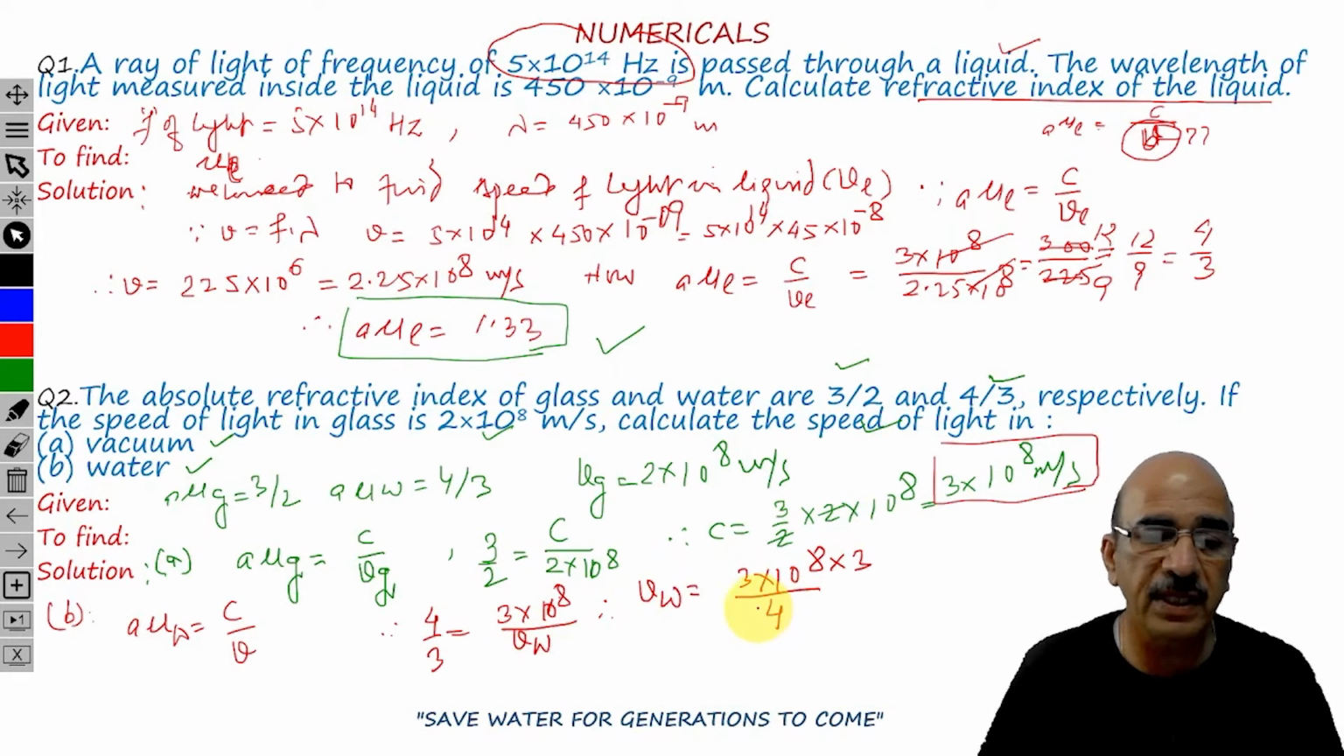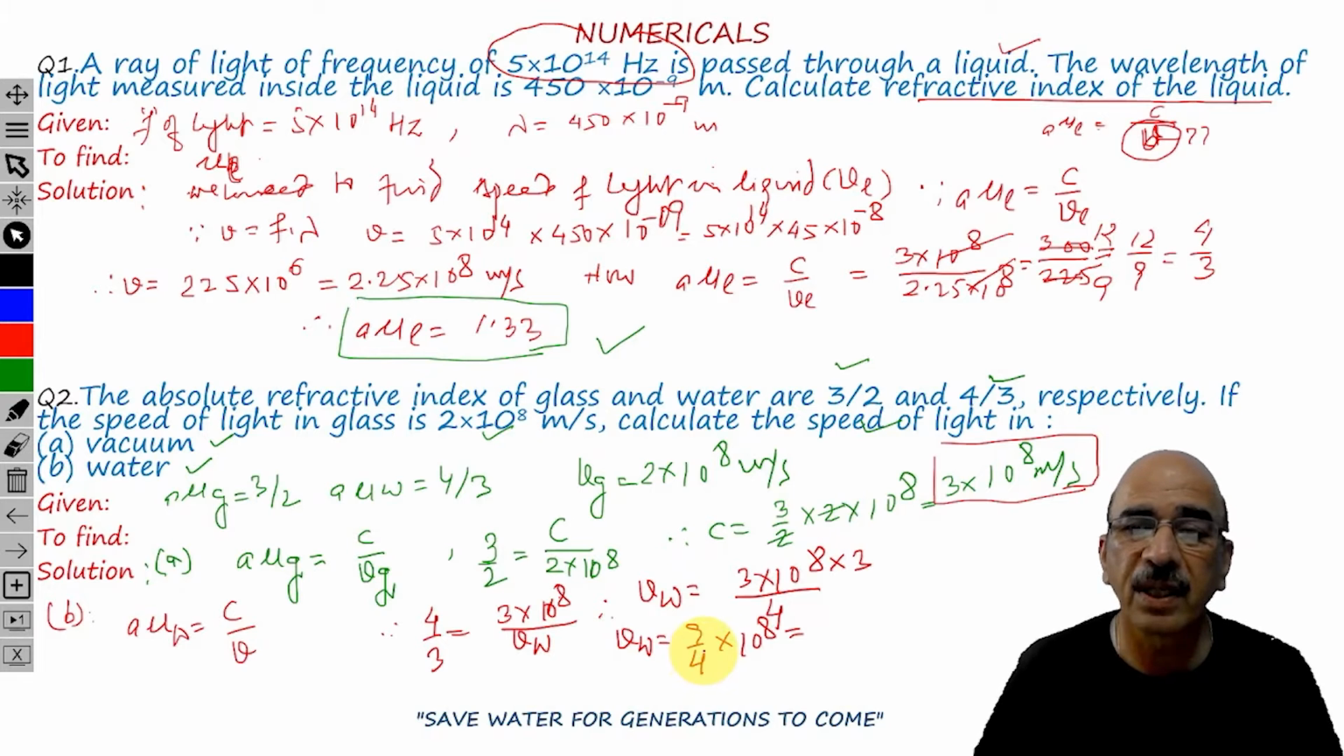So here one step I have just left for you. Here VW will be 3 times 3 is 9 upon 4 into 10 raised to power 8. Okay, and it will be 9 upon 4. How can we solve it? 9 upon 4 means we can bring 4 to the nearest 100.